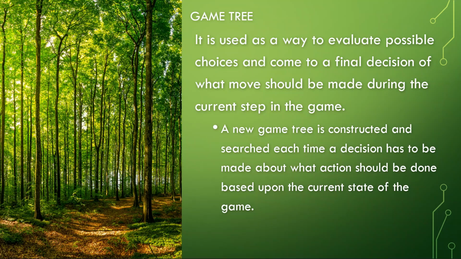So it is used as a way to evaluate the possible choices and come to a final decision of that move, what move should be made during the current step in a game. A new game tree is constructed and searched each time a decision has to be made about the action that should be done based upon the current state in the game. So really, every time the AI needs to make a choice in the game, it's going to rebuild a brand new search tree based upon the current state in the game. Every time it's its turn, it's going to do this work.